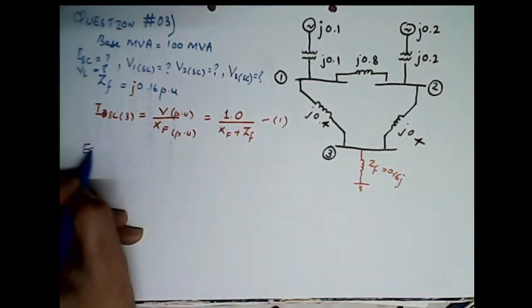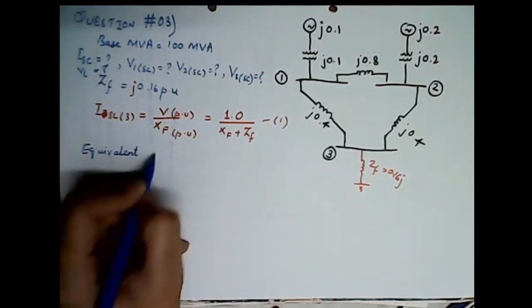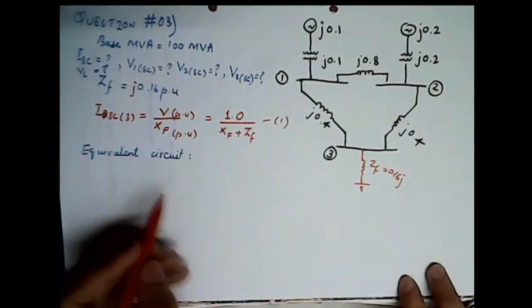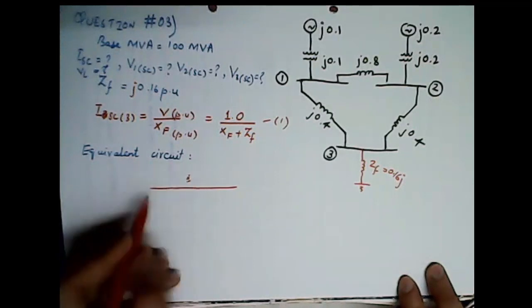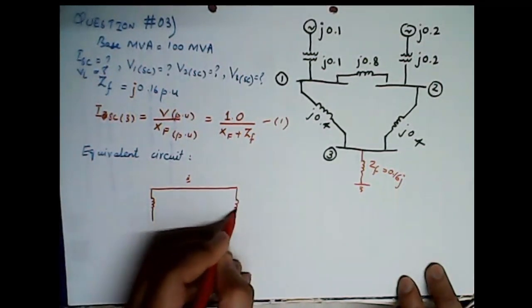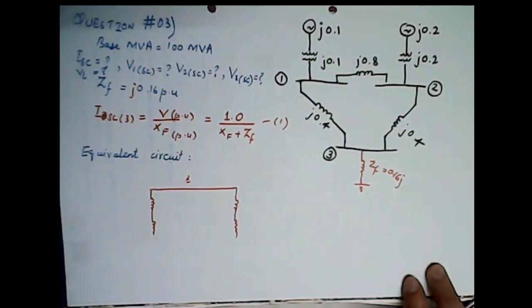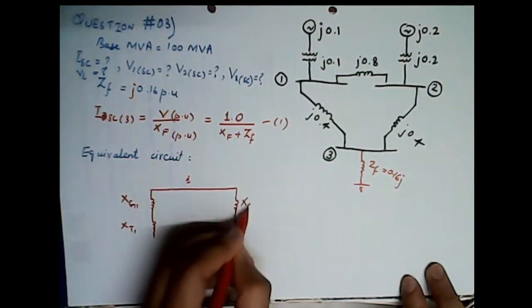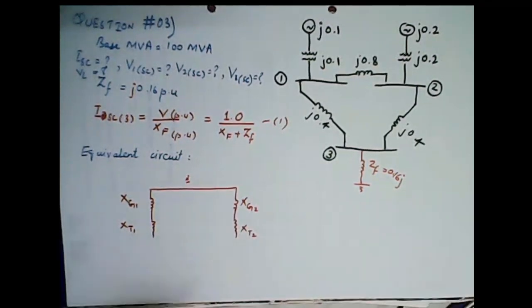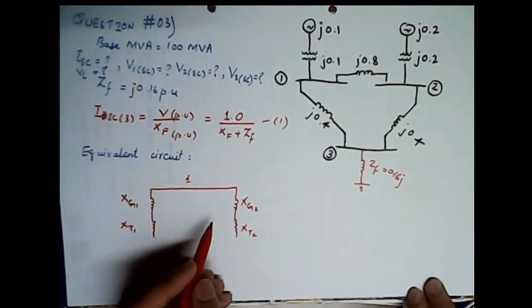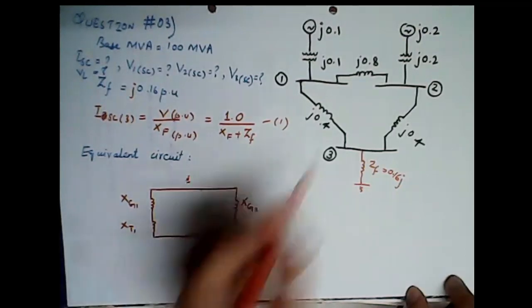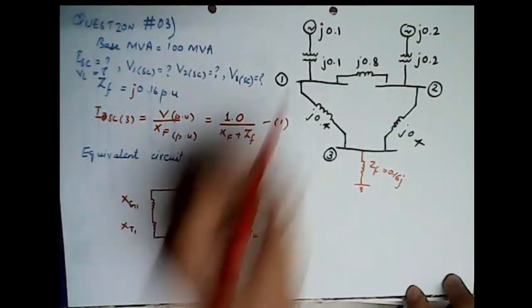Now, the equivalent Thevenin circuit, let's draw this circuit. So, this would be the equivalent circuit. What will be the circuit now in this case? We have two generators, both of them will be grounded. Then we have two transformers as well. So this is xg1, xt1, xg2, xt2, and then we have this x, let's name them, right?